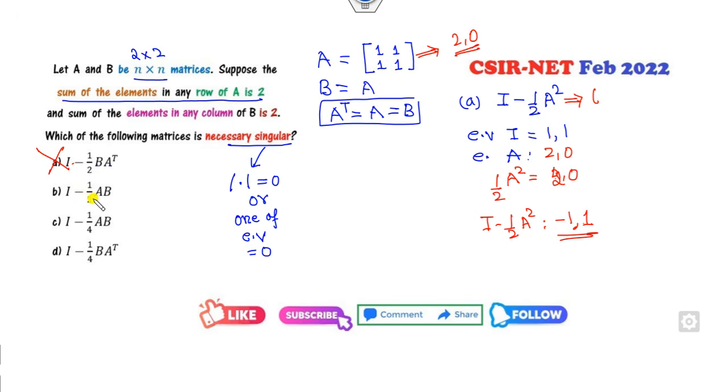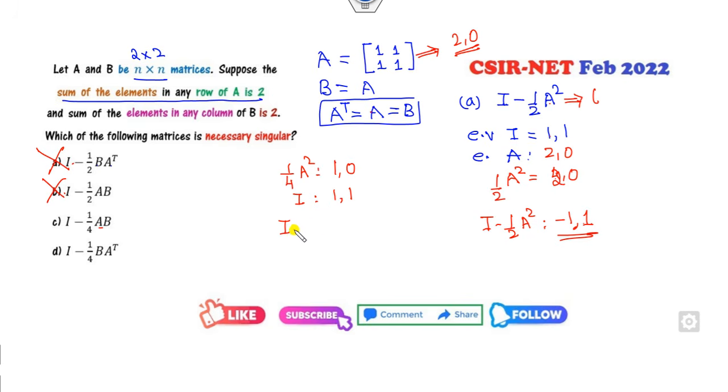Look at this one, it's I minus half AB. This is again the same case. This option is again cancelled. Look at the third and fourth options. It's 1 over 4 AB. So what is the eigenvalue of 1 over 4 AB? Because A is equal to B, it is my A square: 4, 0. Eigenvalue of I is 1, 1. Eigenvalue of I minus 1 over 4 A square will be 0, 1. So one value is 0, so it may be singular, but this is one counter example. Look at this one, it is B square or A square. This is the same example. So you are unable to discard either of the C and D options.